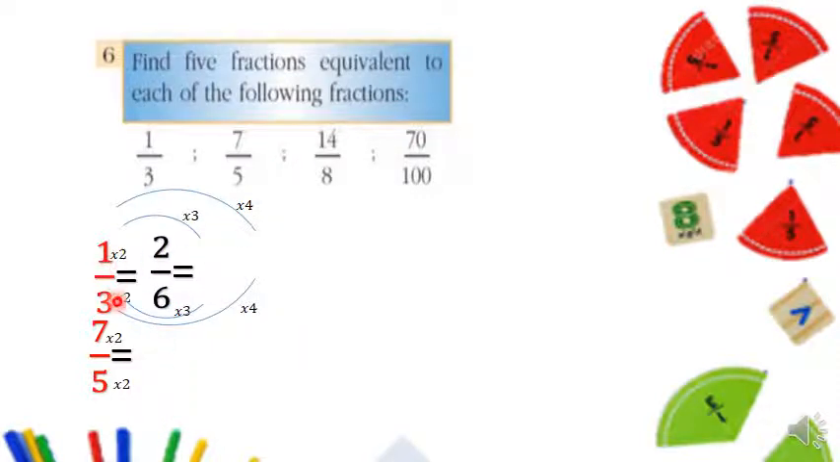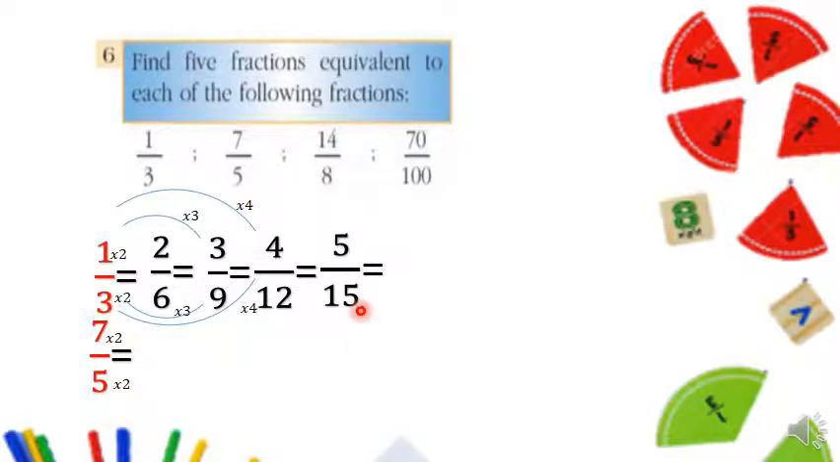Multiplying them by 2 will give me 2 over 6. Multiply 1 over 3 by 3: 1 times 3 is 3, 3 times 3 is 9. Multiplying this fraction by 4 will give me 4 over 12. Multiplying it by 5 will give me 5 over 15. And multiplying it by 6 will give me 6 over 18. You can choose these numbers. You can multiply the numerator and the denominator by 8 or by 9 or by 10. You can choose the numbers you want.